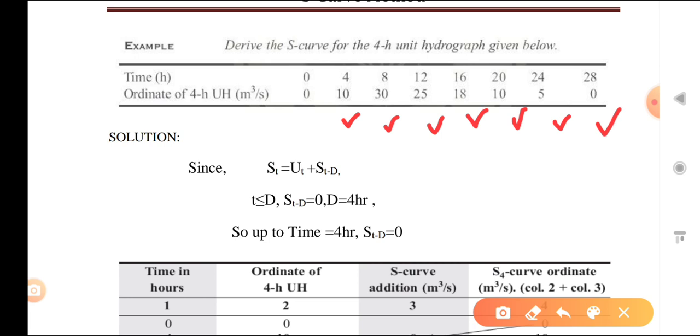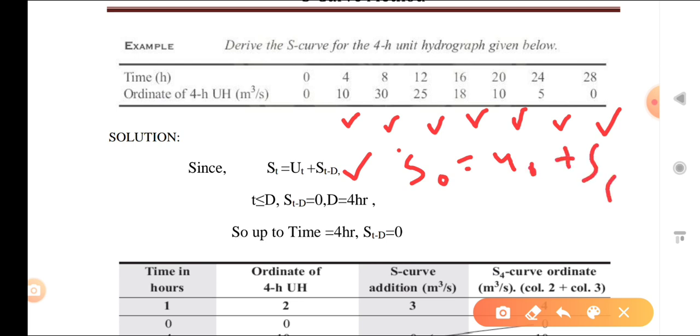Okay, so again, the same thing, we will go from the basic definition of the S curve. So what is the St? St is given as Ut plus St minus D. So you can see that S naught is equal to U0 plus what?